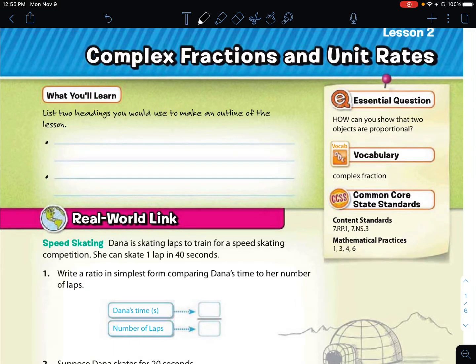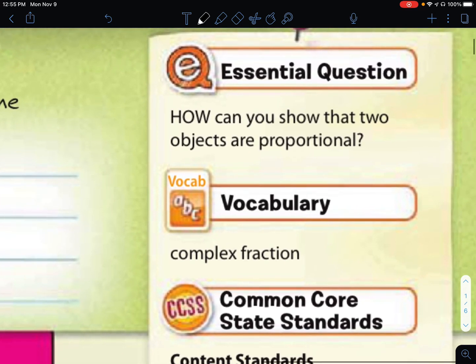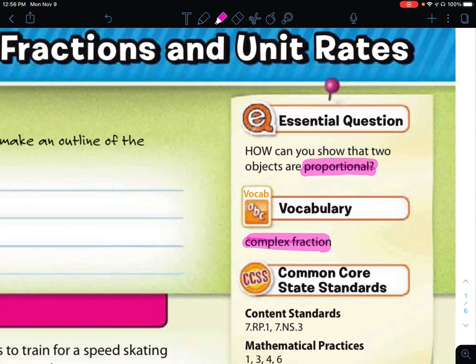Today we are going to learn about complex fractions and unit rates, and we are on chapter 1, lesson 2 in your book. So we'll go back to the essential question, how can you show that two objects are proportional? As we go through this chapter, we will understand the meaning of proportional, but for this lesson, we need to know what a complex fraction is first, okay?